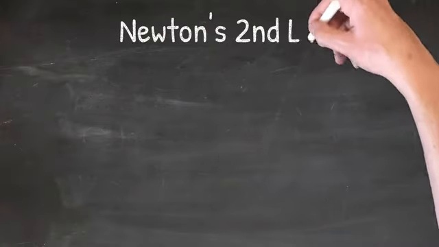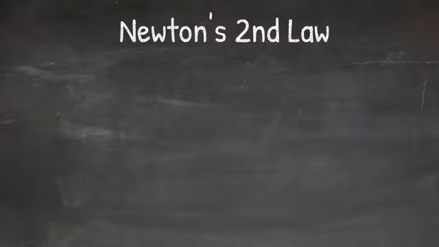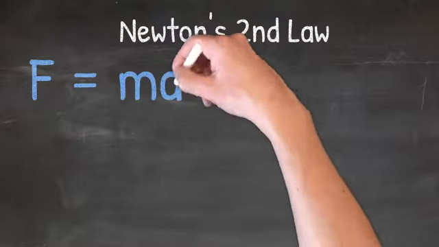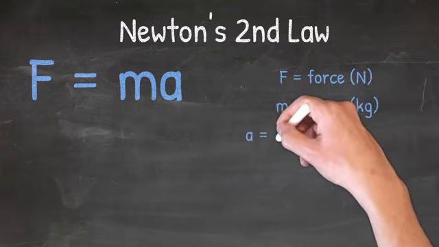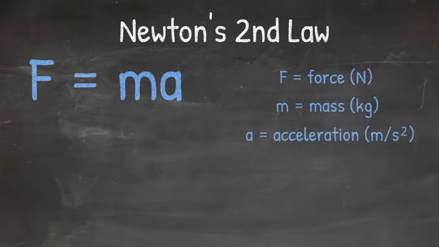Remember from our Newton's second law video, the formula that we use to solve Newton's second law is F equals ma, where F is force in newtons, m is mass in kilograms, and a is the acceleration in meters per second squared. We can solve this formula by knowing two of the variables, and then we'll solve for the third.